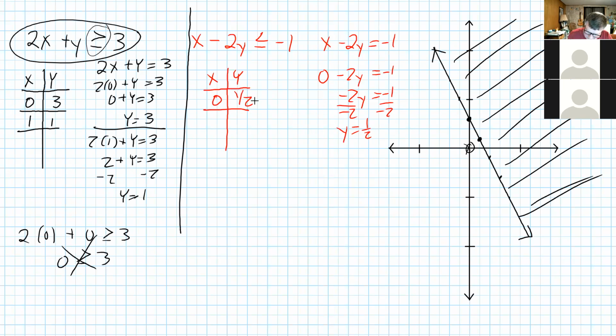Let's see. How about if x is 1? And again, I don't have to use 0 and 1 all the time. I'm just doing that because it works. If x is 1, 1 minus 2y equals -1. Subtract 1 from both sides. -2y equals -2. Divide by -2 and y equals 1. So for the red inequality, I have the points 0, 1/2, which is right there, and 1, 1, which is right there. I see that it includes the equal sign, so the red line is going to be solid.